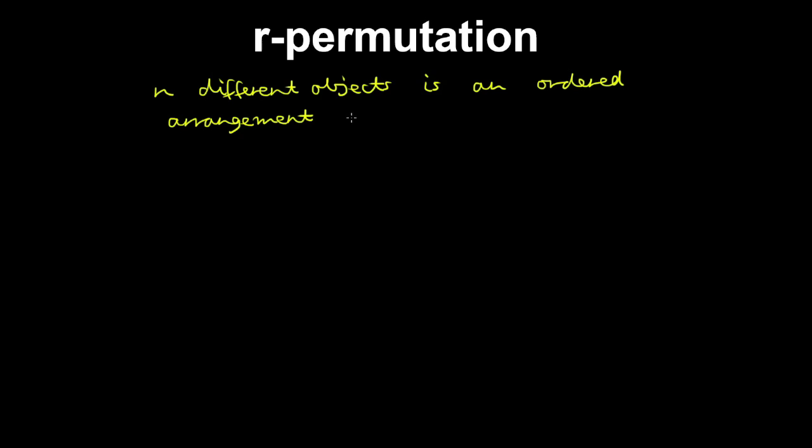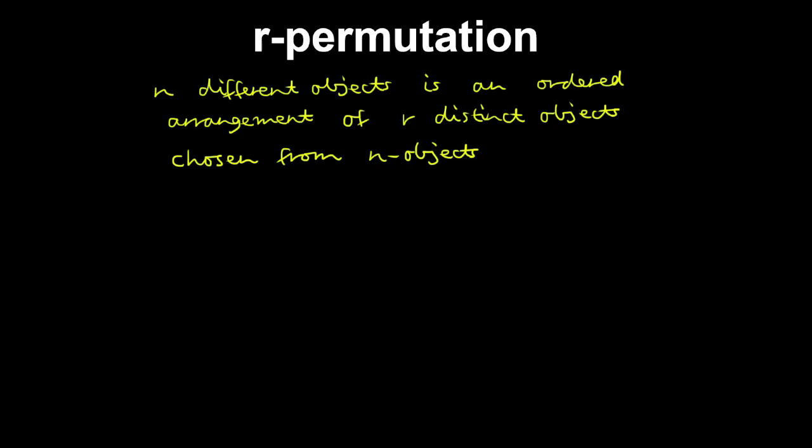An r-permutation of n different objects is an ordered arrangement of r distinct objects that are chosen from the n objects. So effectively, r is smaller than or equal to n.